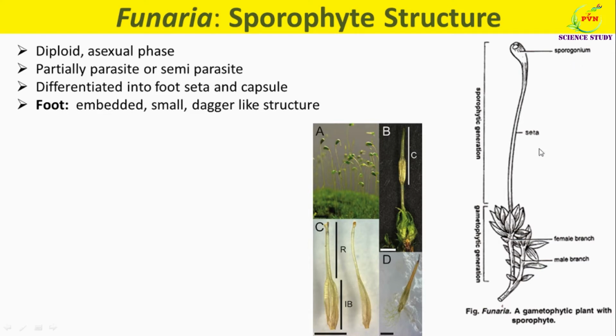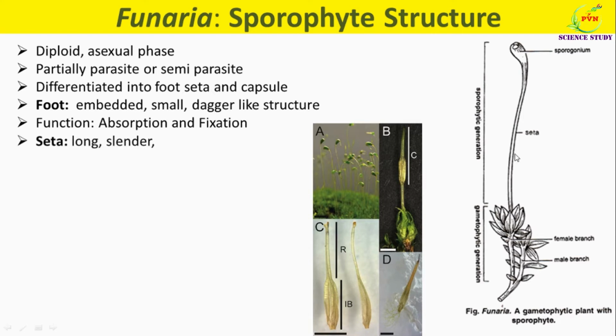First is foot. So this is the foot region. Foot of sporophyte is embedded in the gametophytic tissue. It is small, dagger-like and helps the sporophyte in attaching to the gametophyte. The functions of foot are fixation of the sporophyte to the gametophyte and absorption of water and minerals.